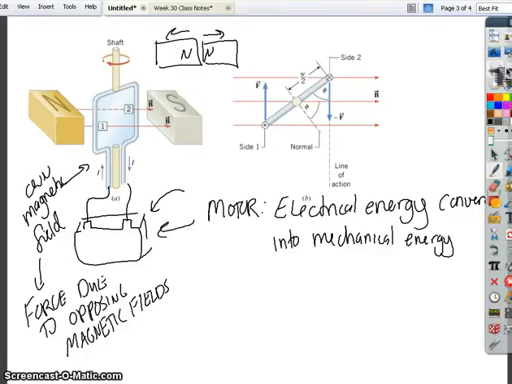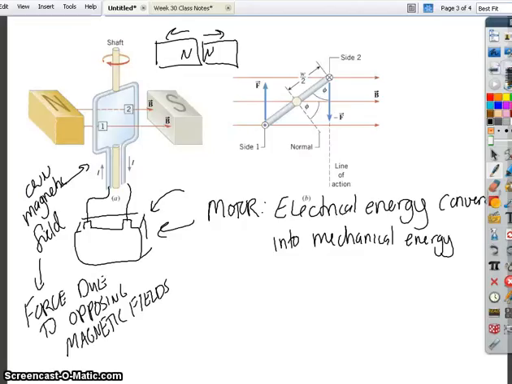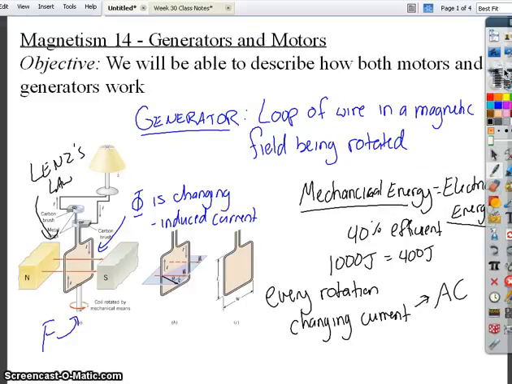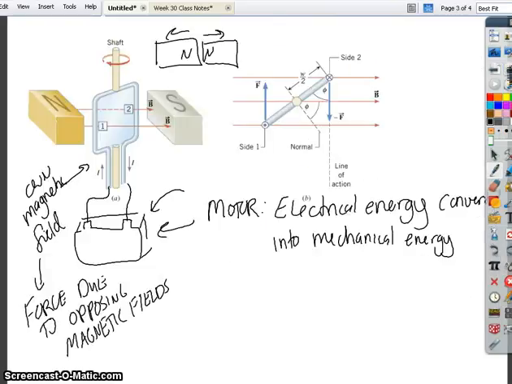It's just this idea that all of our power really comes from this idea of current. Where does that come from? This current comes from rotating coils of wire in a magnetic field. And this is why it's so important. So, just to recap: a generator converts mechanical energy into electrical energy, and a DC motor converts electrical energy into mechanical energy.